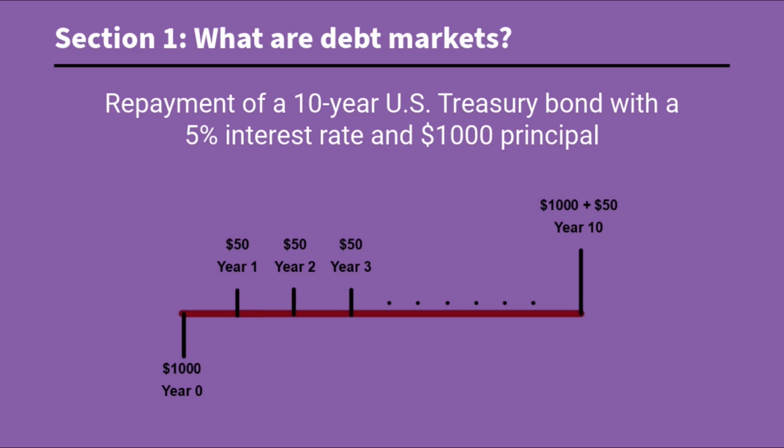Now, most bonds pay regular interest. But there are also other types, like zero-coupon bonds, where you don't get periodic payments. Instead, you buy them at a discount and get the full value at maturity. We'll cover it in more detail in a later video.